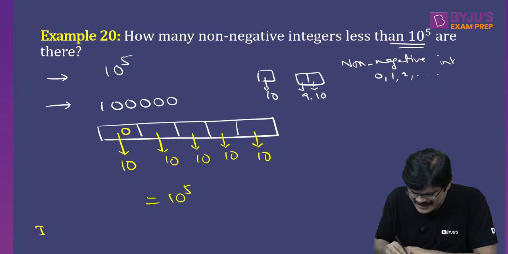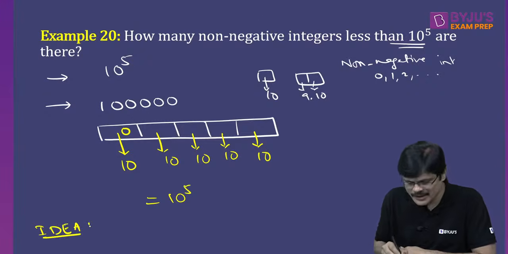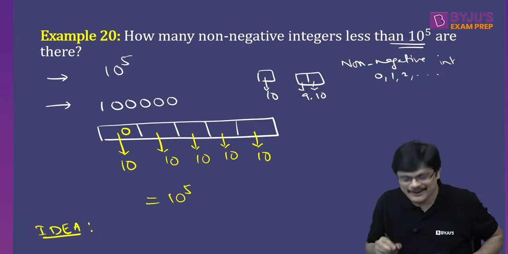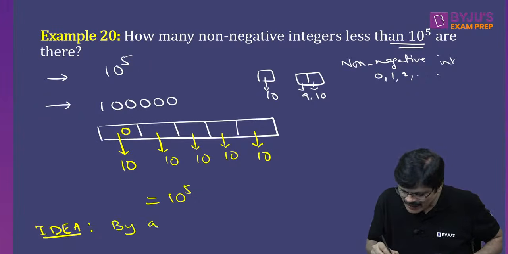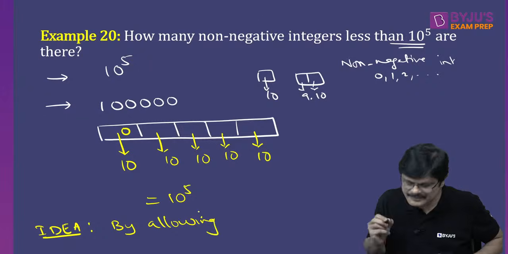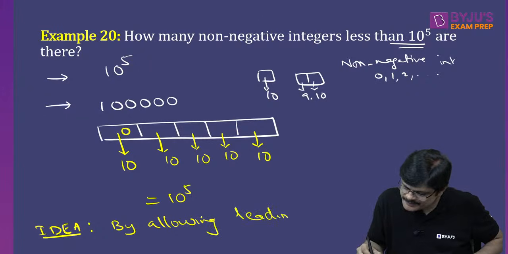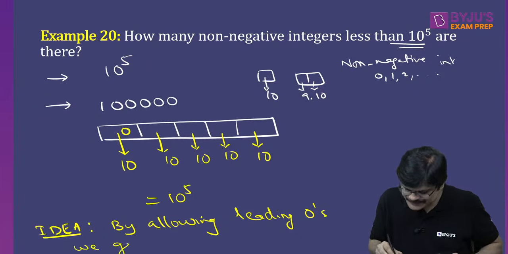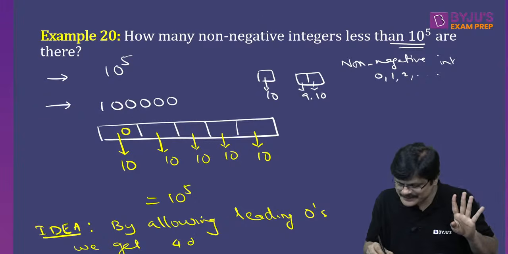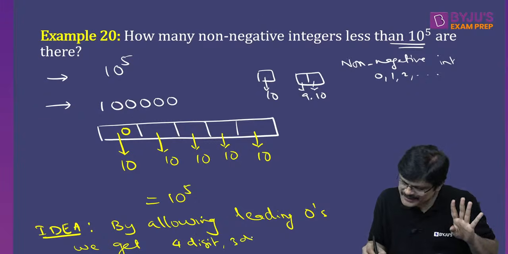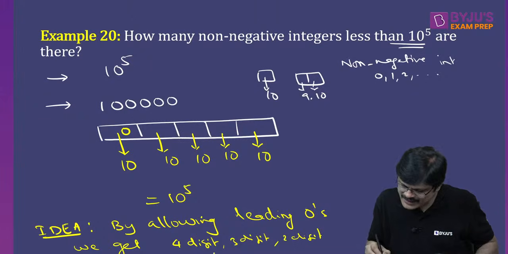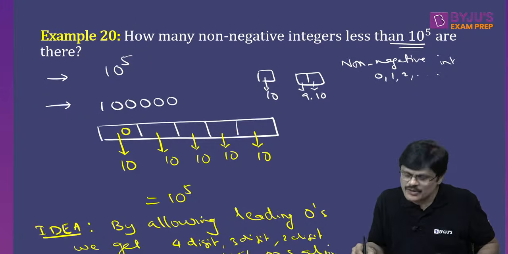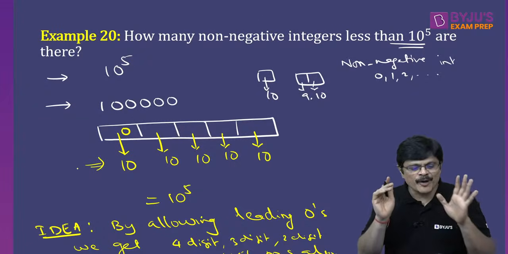So the idea here, this is called the idea, because an idea can change our life. What is it? By allowing leading zeros, we get 4 digit, 3 digit, 2 digit and 1 digit numbers also. So with this idea, at a time I solve this problem, my dear friends.